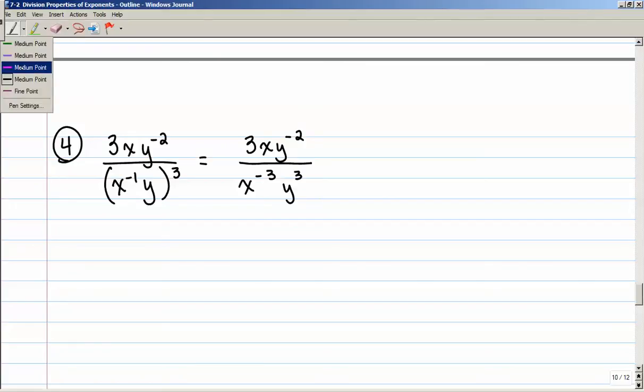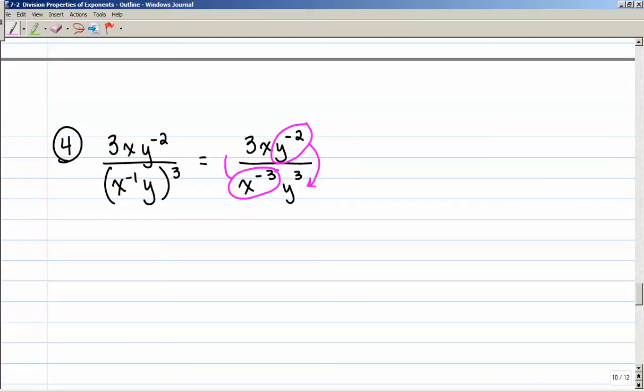Now I'm going to move things around to get rid of my negative exponents. This I'm going to move down below. This I'm going to move up above. And that gives me a 3x, but we're already on top. And what else came up? An x cubed. On the bottom, I had a y to the 3rd. And then what came down was a y squared.